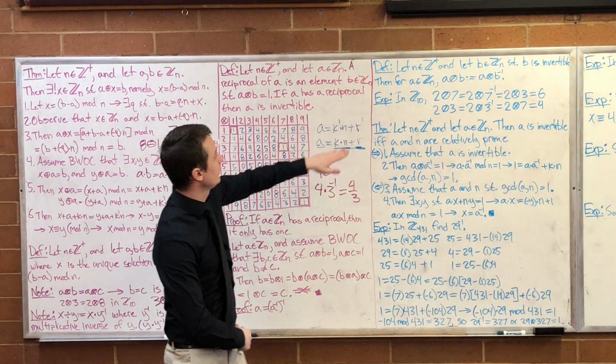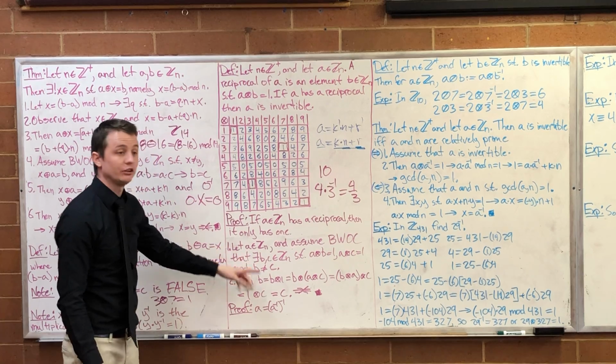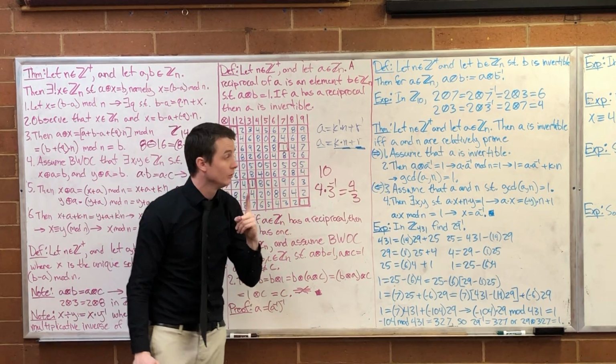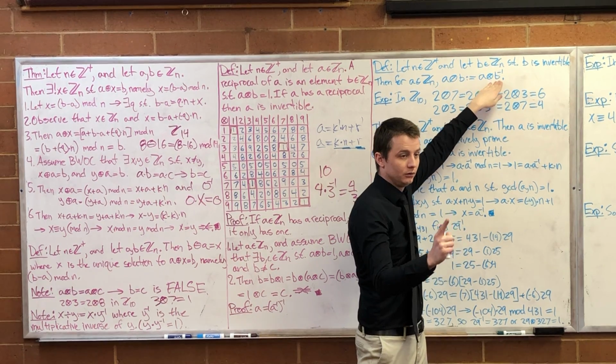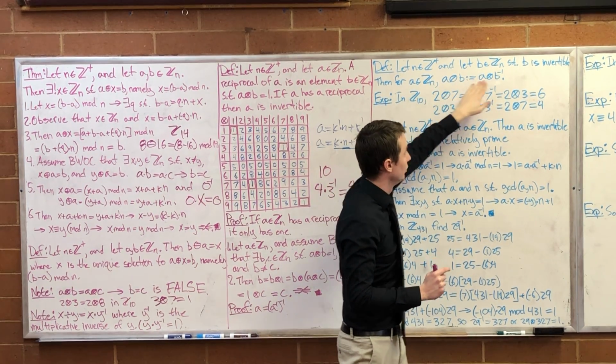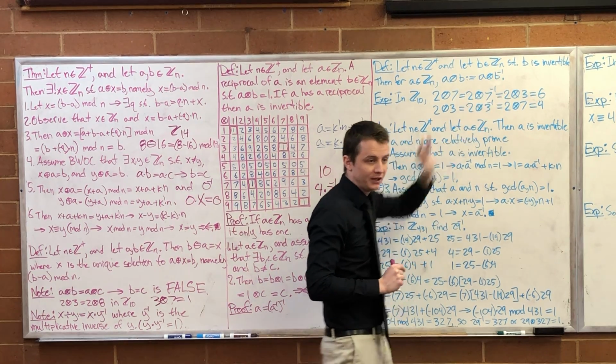So that's why I was stressing so much before the fact that if something has a reciprocal, then it only has one reciprocal. So now this symbol is defined because it references one and only one number. So if b has a reciprocal, then it only has one. And so this references one and only one number, so the symbol is well defined.